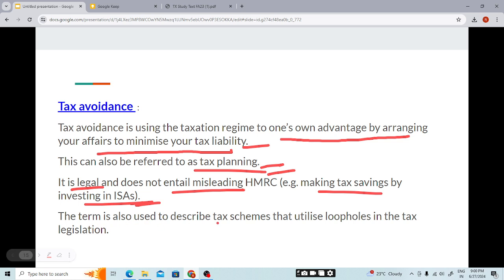The term is also used to describe tax schemes that utilize loopholes in the tax legislation. So you'll be having some loopholes.